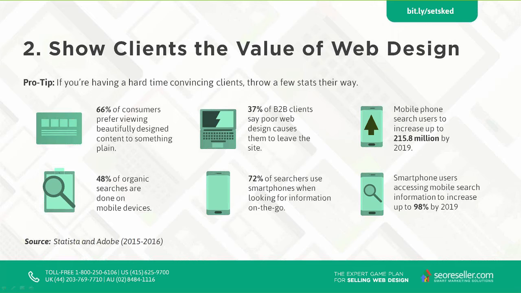Mobile phone search users to increase up to 215.8 million by 2019. Wow, that's a pretty cool prediction right there. Statista made that one. By the way, if you guys are wondering, the source is right there, Statista and Adobe. From 2015 to 2016, smartphone users accessing mobile search information to increase up to 98%. Wow, by 2019. That's a large increase. If you're saying wow, wait till you're talking to your clients. Is it really that big? Is it really going that fast? You'll be surprised. That's for sure.